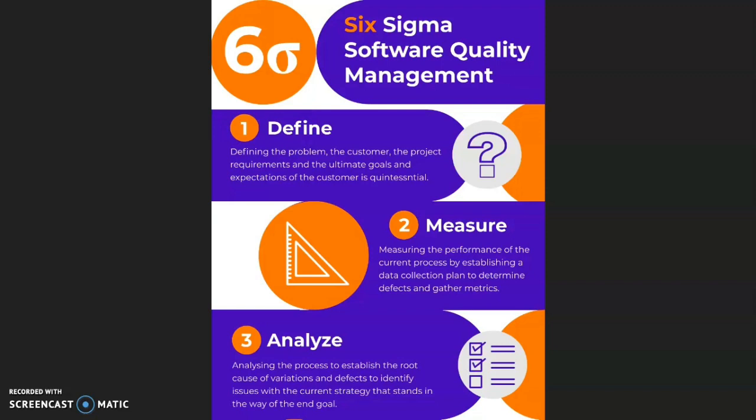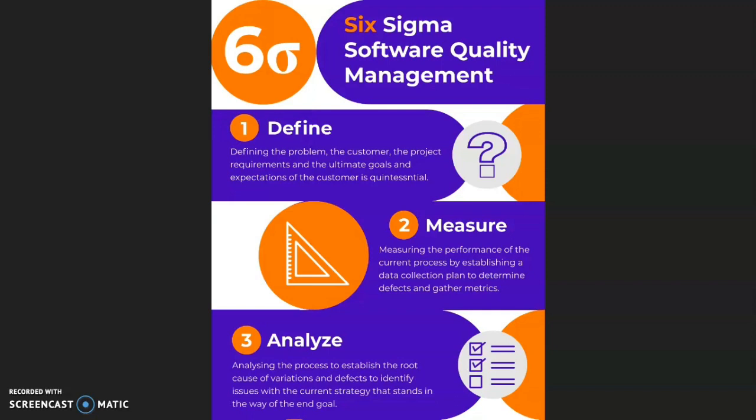It stands for measuring the performance of the current process by establishing a data collection plan to determine defects and gather metrics. The purpose of this step is to measure the specification of problem or goal. This is a data collection step, the purpose of which is to establish process performance baselines. The performance metric baseline from the measure phase will be compared to the performance metric at the conclusion of the project to determine objectively whether significant improvement has been made. The third step is analyze.